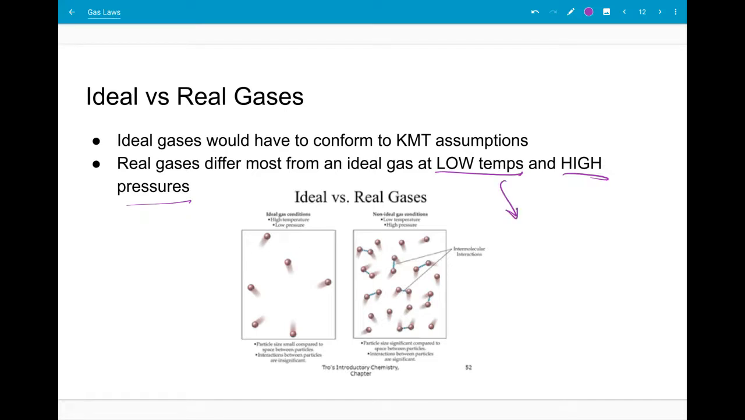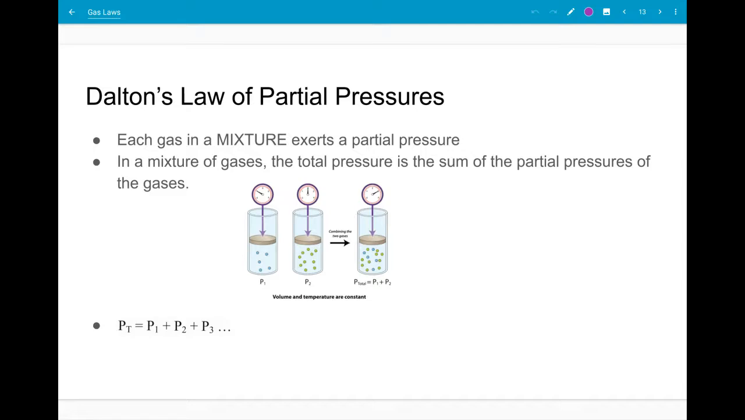What I want you to think about is at low temperatures, how those gases are going to move a little bit slower, and they're going to get a little closer together. And if they're a little closer together, maybe a little attraction can build. And that's why it doesn't work well, because you want to have those all separated.